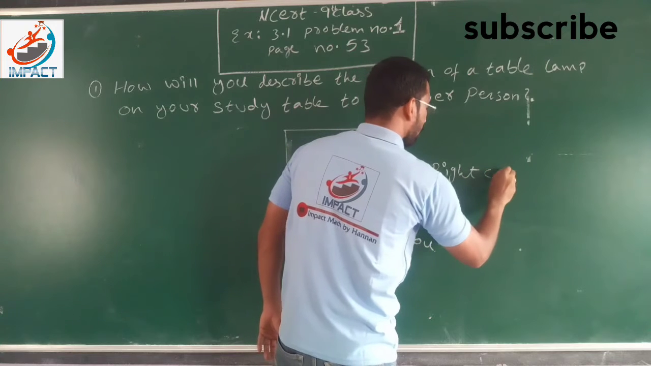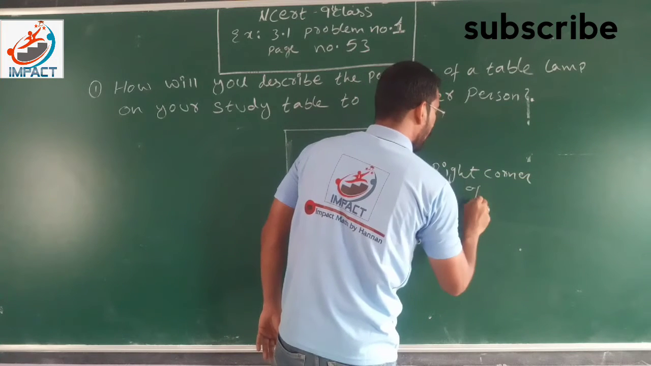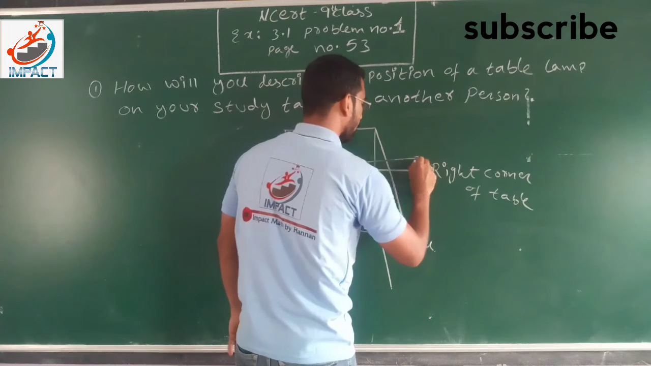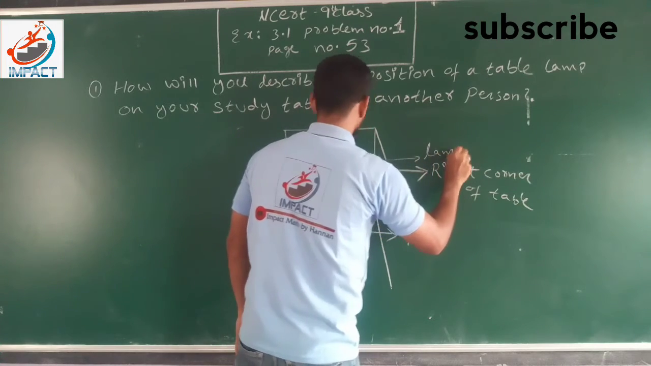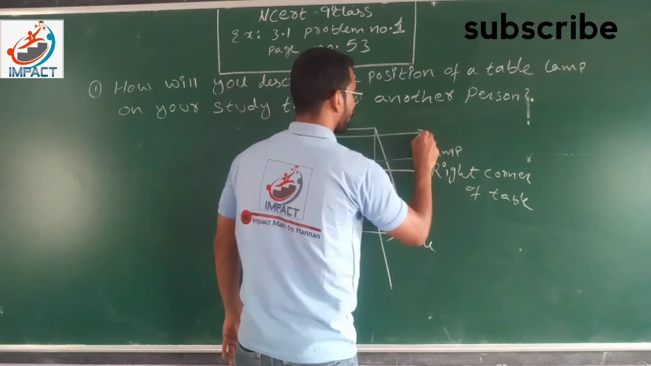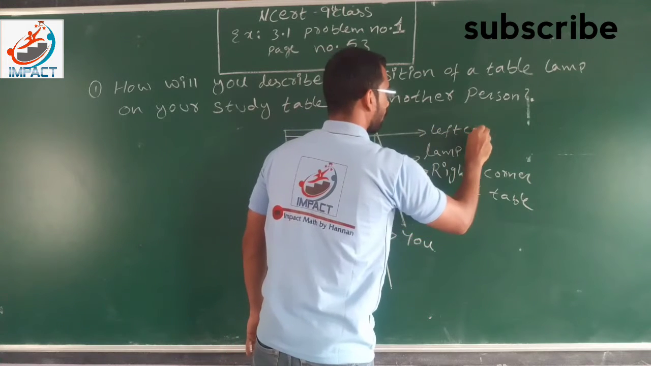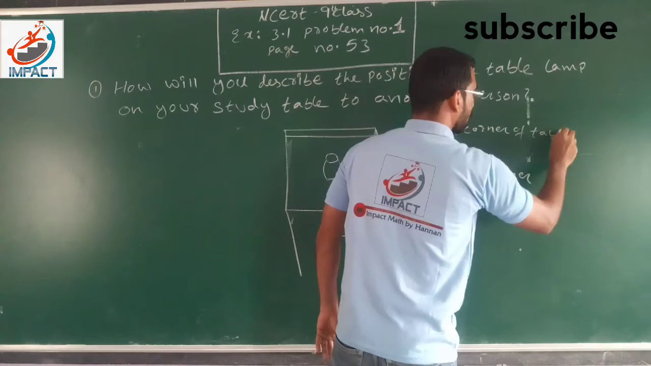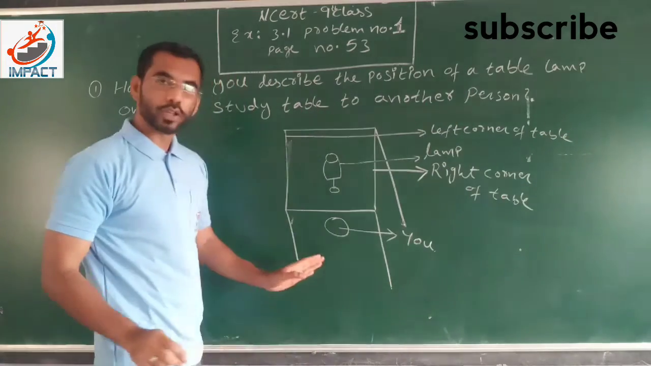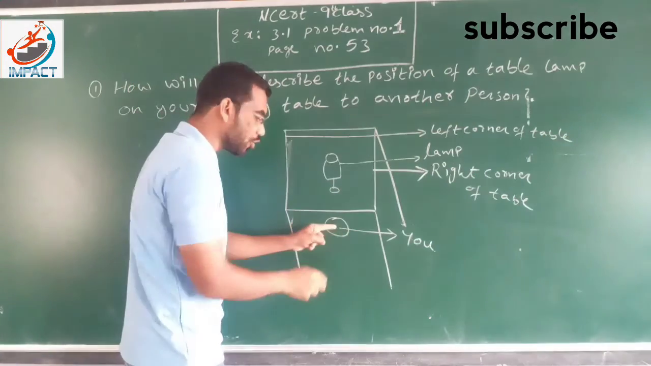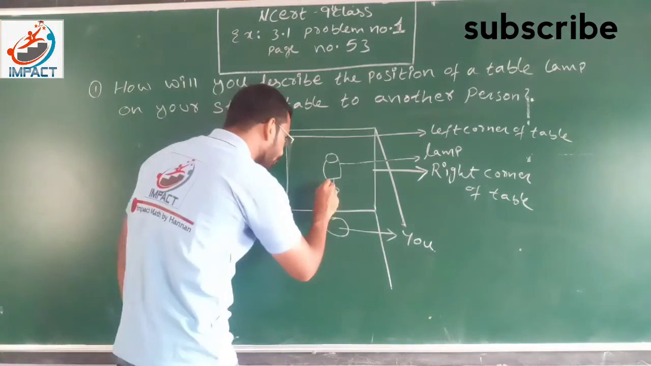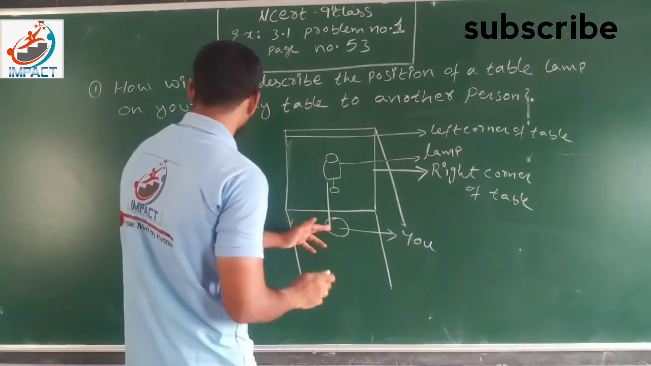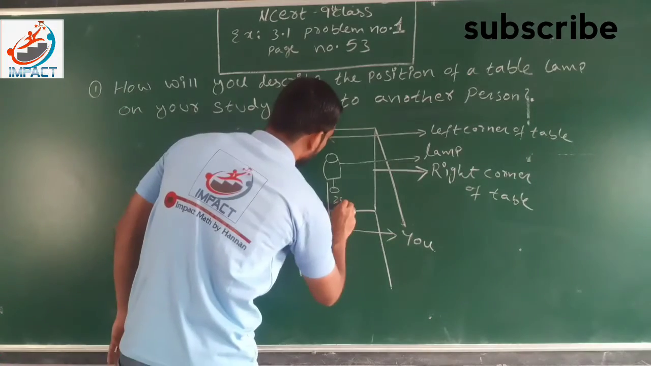This is the right corner of the table. This is the line, and this one is the left corner of the table. Suppose the distance between you and the line is, for example, 25 centimeter.